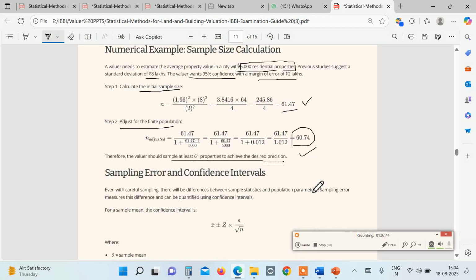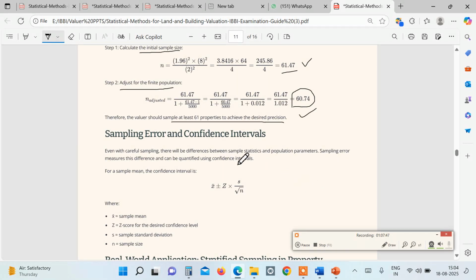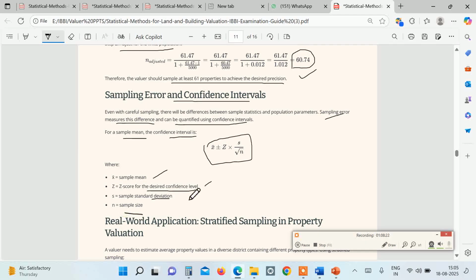Then sampling error and confidence intervals. Even with careful sampling, there will be differences between sample statistics and population parameters. Sampling error measures this difference and can be quantified using confidence intervals. For a simple mean, the confidence interval is x bar plus minus z multiplied by s divided by under root of n, where x bar is the sample mean, z is the z-score for the desired confidence level, s is the standard deviation here, and n is the sample size.